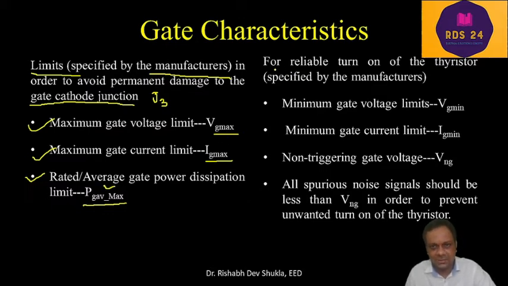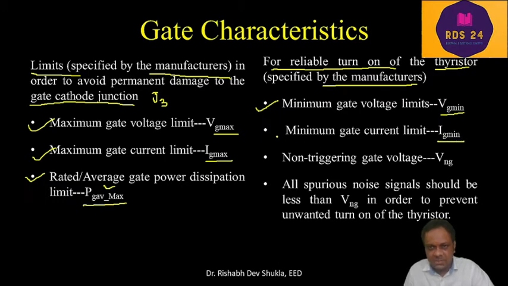Now we are moving towards the parameters which are specified by the manufacturers in order to have a reliable turn on. These parameters are specified by the manufacturer in order to have a reliable, efficient turn on. So this is the minimum value of gate voltage that is required to turn on the SCR. Ig minimum is the minimum gate current required to turn on the SCR.